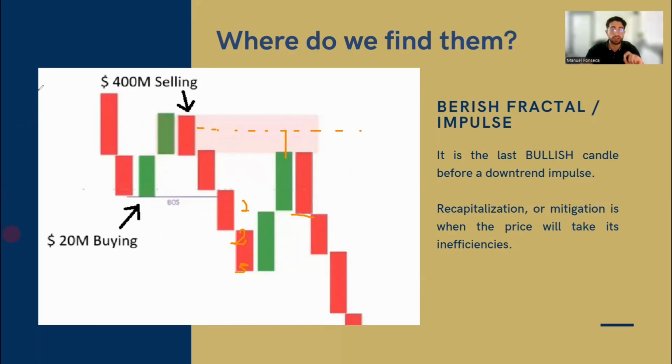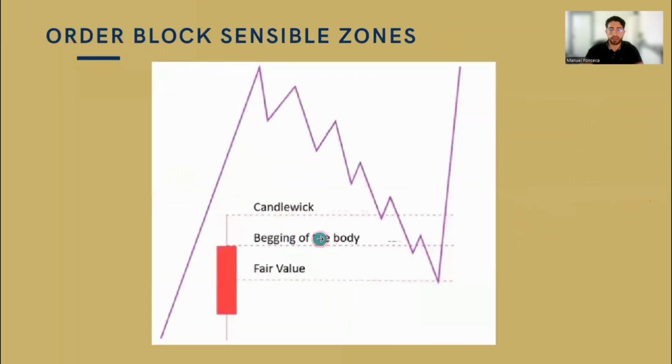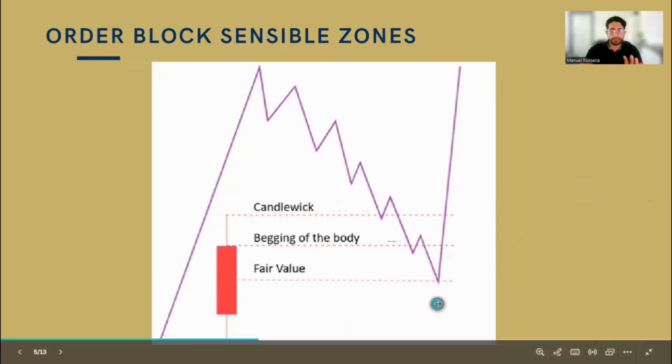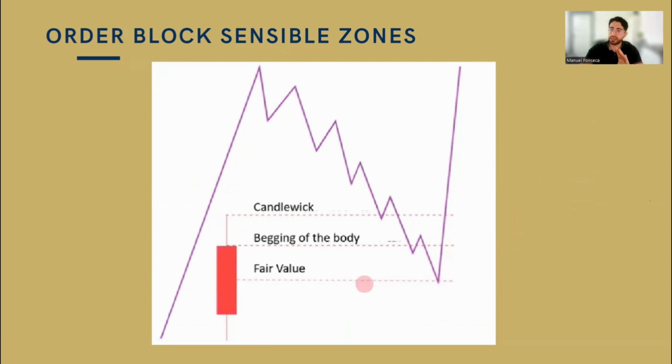The price is not always the same. Sometimes it can go to the fair value, 50% of the candle, or it could simply touch one of the sensitive areas of the candle wick. It could be the candle wick, the beginning of the body, or the fair value. Even sometimes it could push lower than that, okay? But as long as the price reacts on the zone where we are expecting it to react, we are fine.